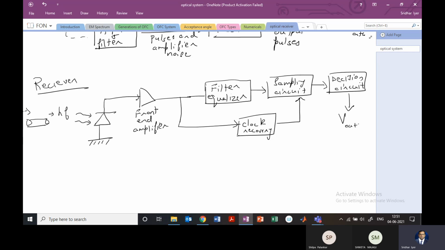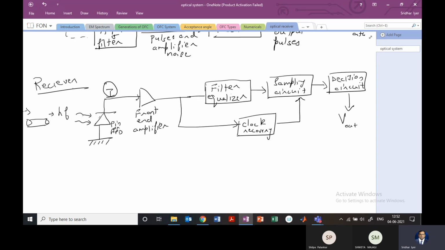That is what we get at the output of the decision circuit, right? So the electric current which is produced is very weak, right? So electric current means these are the photons hitting the pin or the APD, and the output here is the current. So this current here, this I, is going to be very weak, and therefore we use the front end amplifier, which is going to boost it to such a level that we can use it in the following circuitry.